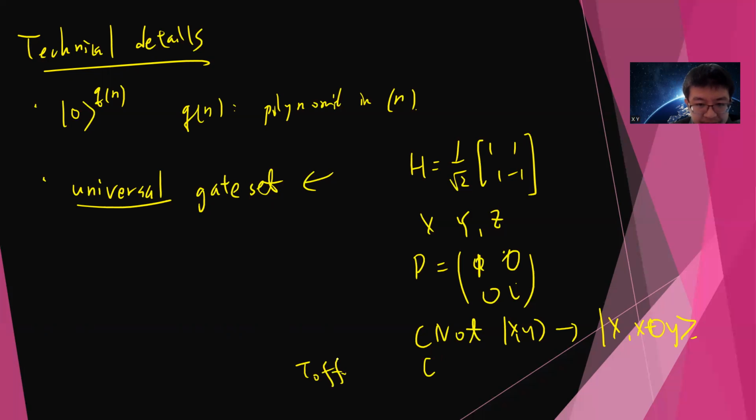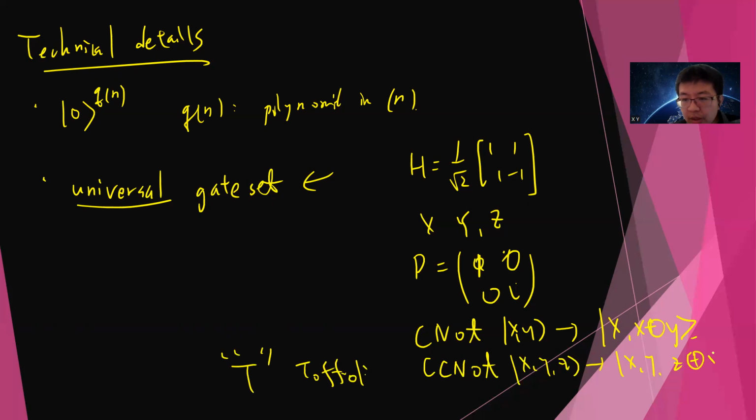Let's call it the CCNOT gate, or T gate. Basically, x, y, z goes to x, y, z XOR xy. It's the bit sum, it's XOR. And there is an idea called the universal gate set.